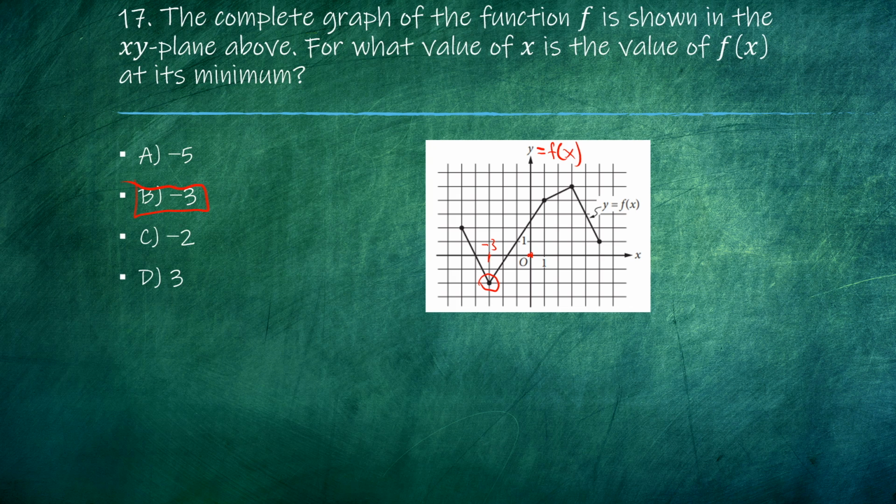And if the question is asking you to solve for the maximum point, we can do the same thing. The maximum point is here. That's when y, or f of x, is at its maximum value. And when this happens, x is equal to 1, 2, 3. So when x is 3, the graph is at its maximum.